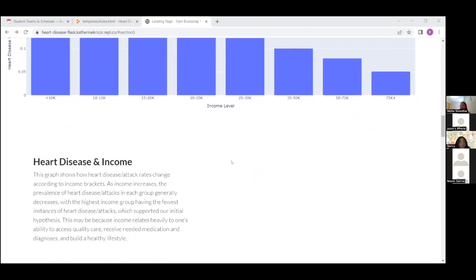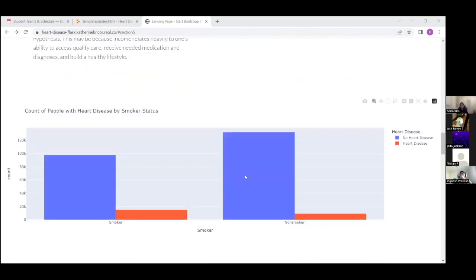And we thought this might be because income is very heavily related to your ability to access good quality healthcare, to receive the medication you need and get a diagnosis in time, and also just to have the resources to build a lifestyle that's healthy for your heart.